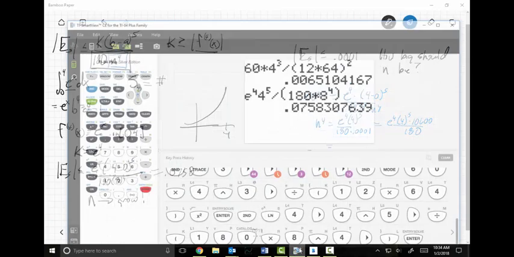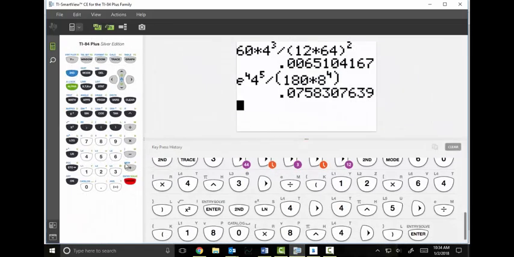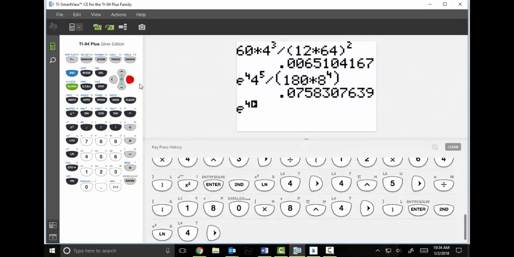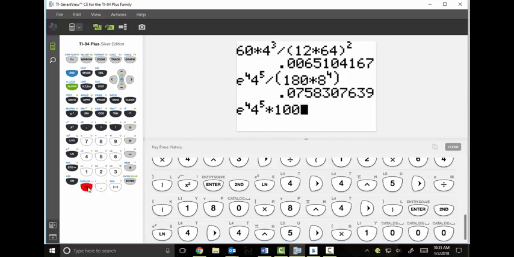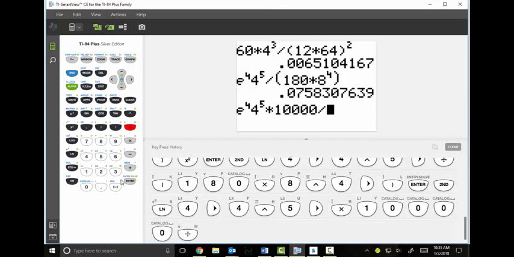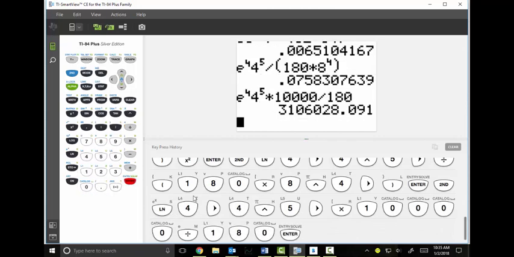Let's go back to my handy dandy calculator. I've got e to the fourth times 4 to the fifth times 10,000, divided by 180. Look at that. That's insane. That's 3,106,028.091. Yeah, but now I have to take the fourth root of that.